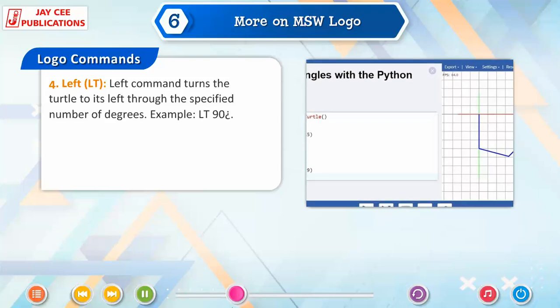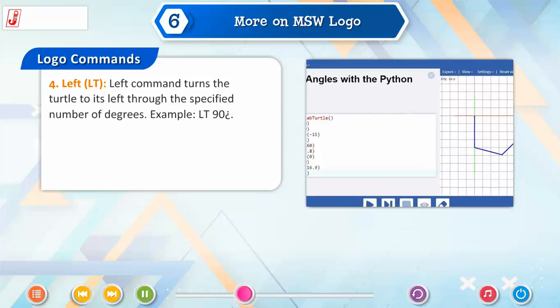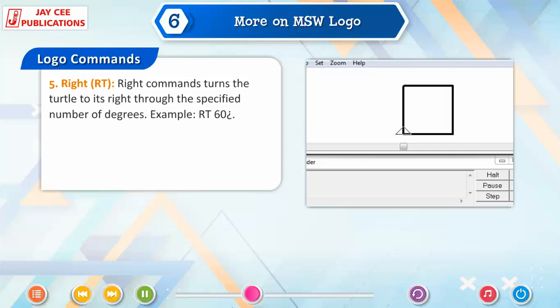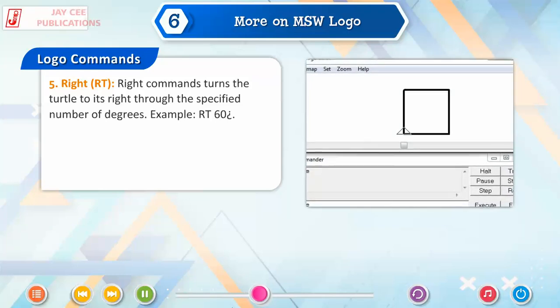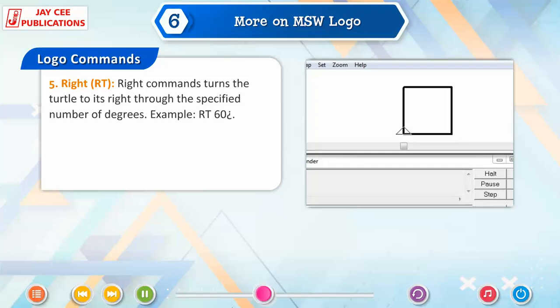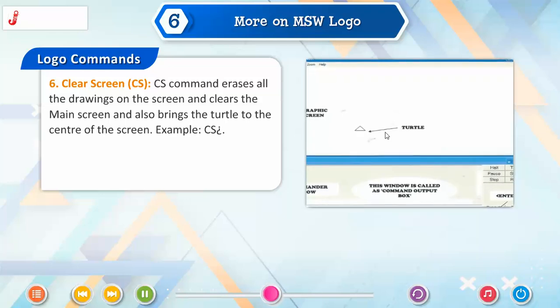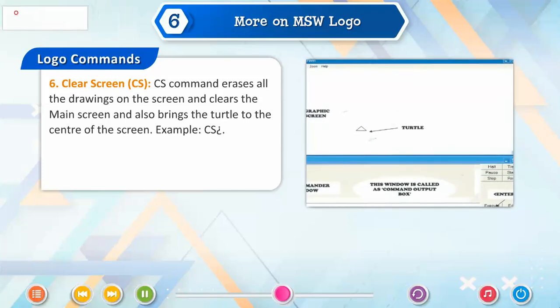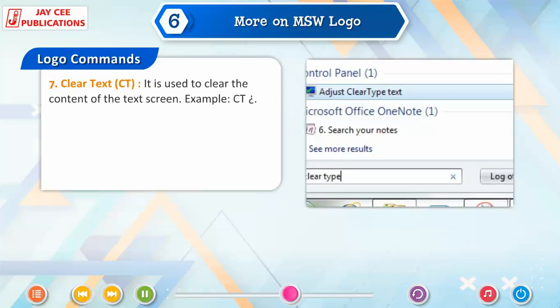4. Left, LT. Left command turns the turtle to its left through the specified number of degrees. Example, LT 90, Enter. 5. Right, RT. Right command turns the turtle to its right through the specified number of degrees. Example, RT 60, Enter. 6. Clear screen, CS. CS command erases all the drawings on the screen and clears the main screen and also brings the turtle to the center of the screen. Example, CS, Enter.